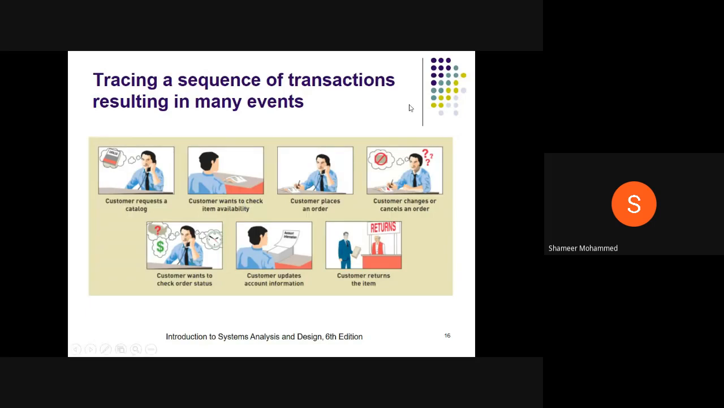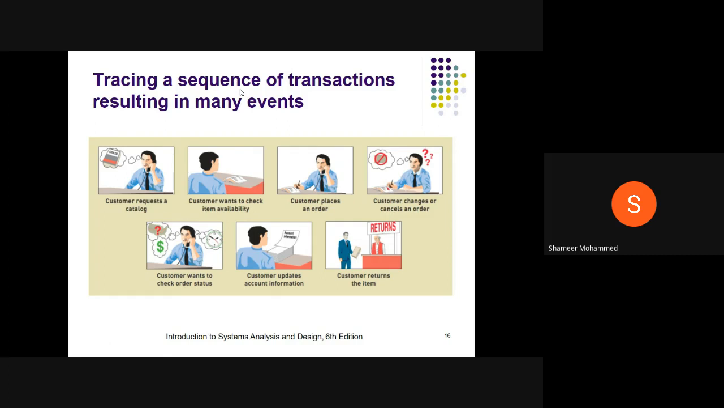You want to place the order by phone. You want to cancel the order. You want to check your order status. You want to update your account information. You want to return the product. These are all tracing a sequence of transactions. So many transactions will happen whenever the event occurs. You don't like the product.